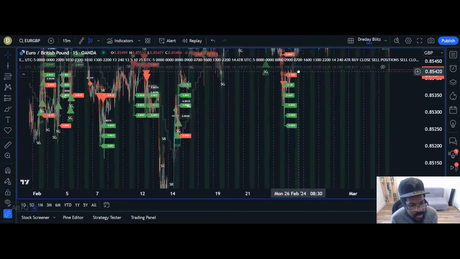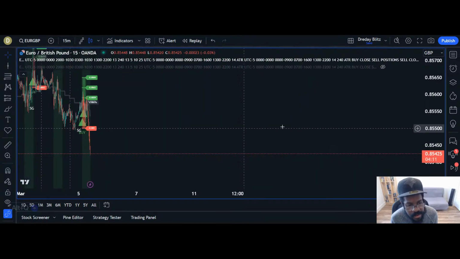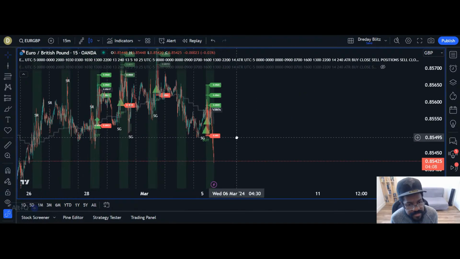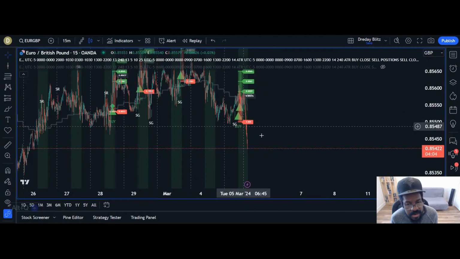So currently waiting for SR. That means that we're switching red, so we will be looking for bullishness here, bearishness here in the market.